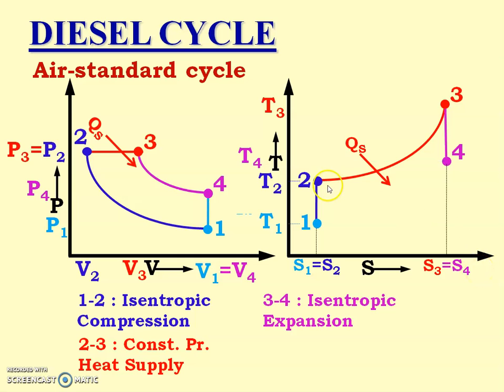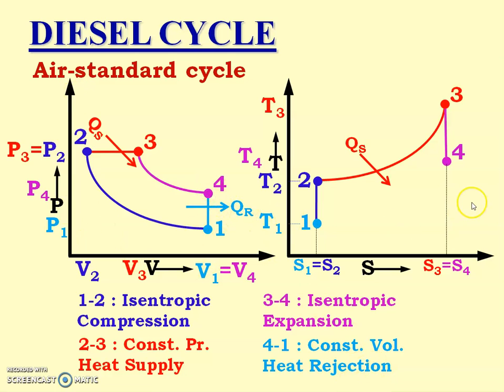And the last process is constant volume heat rejection, that is vertical line on PV diagram and curve on TS diagram. So that is the PV diagram and this is the TS diagram for the diesel cycle.